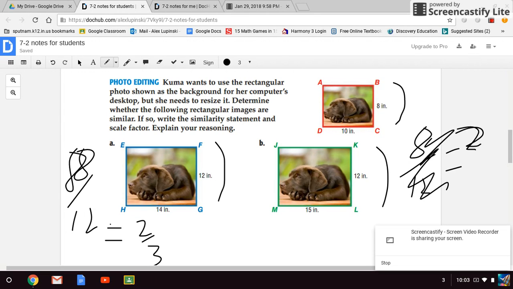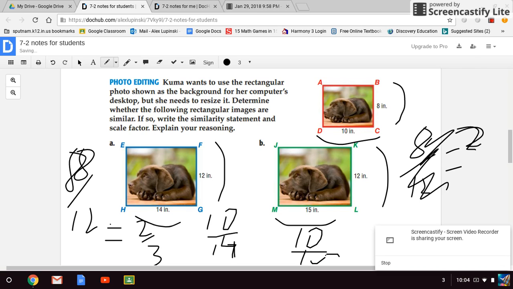So really the only problem is going to be the bottom part. So DC would be equal to the bottom, either 15 or 14. One of those will be 2/3. If it's not 2/3, then it's not actually similar or proportional. So we would have 10 divided by 14, or 10 over 15. This is just lovely.